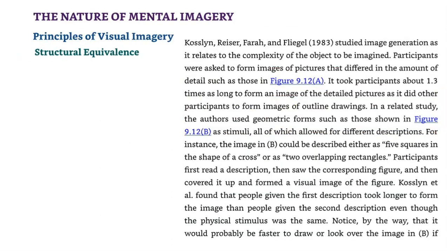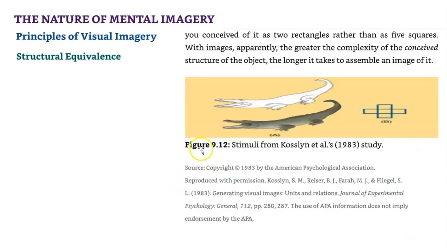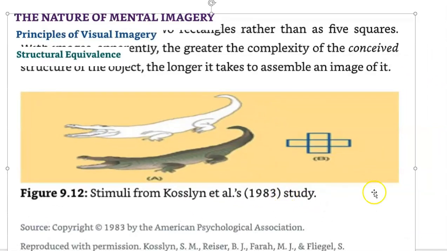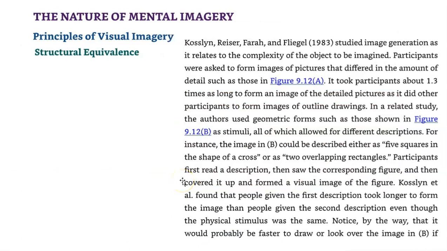Okay, well, fair enough. In a related study, the authors used geometric forms such as those shown in 9.12b, which is, to me, the more important part of the experiment. For instance, the image in B could be described as 5 squares in the shape of a cross or 2 overlapping rectangles. I'm going to blow that up to really demonstrate that. You can see in B that could be 2 overlapping rectangles or 5 squares in the shape of a cross, however you describe it. Participants first read a description and then saw the corresponding figure and then covered it up and formed a visual image of the figure.